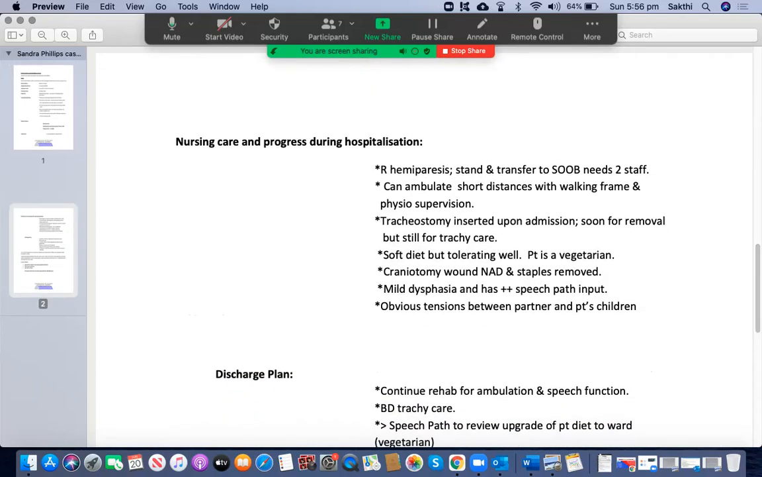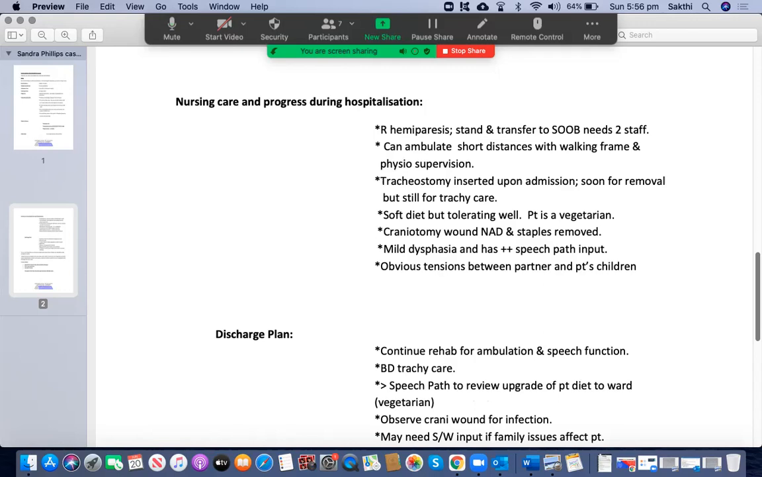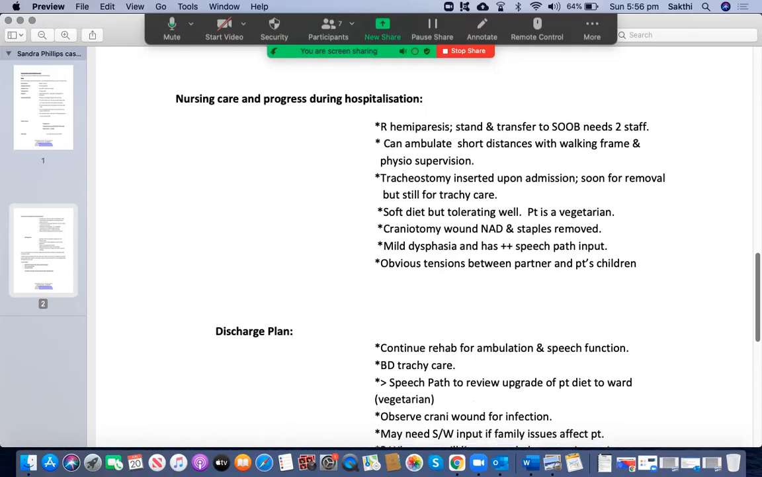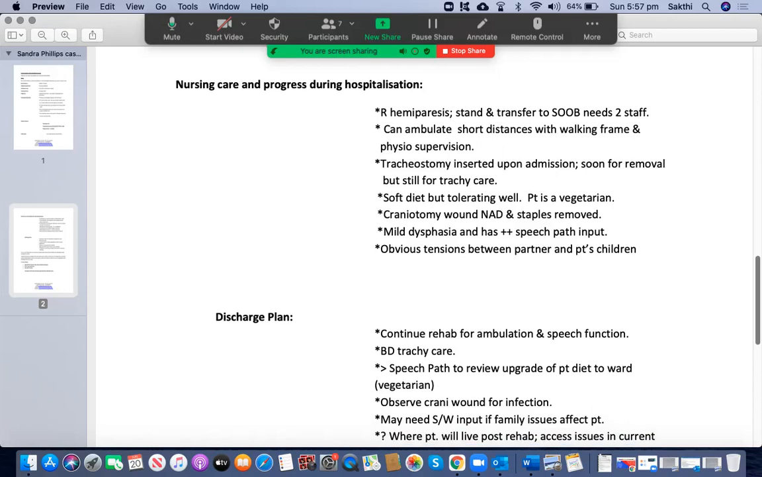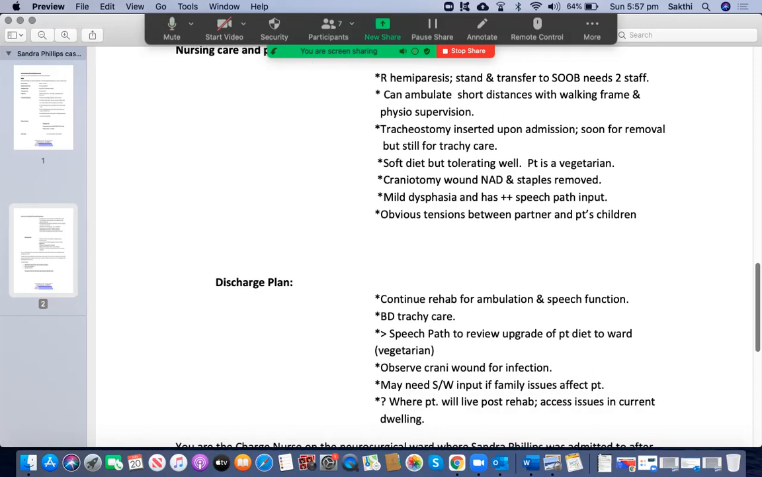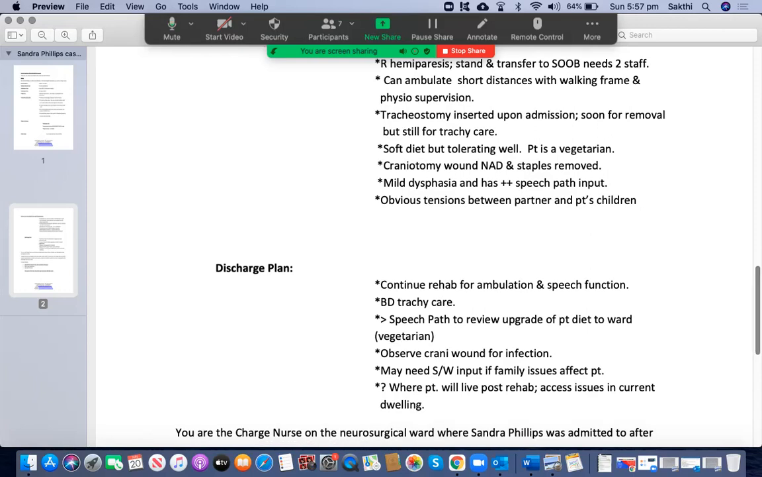Right hemiparesis, standard transfer needs two staff. Can ambulate short distances with a walking frame and reduced operation. Catheter just inserted upon admission, soon for removal. Soft diet but tolerating well. Okay, patient is a vegetarian.